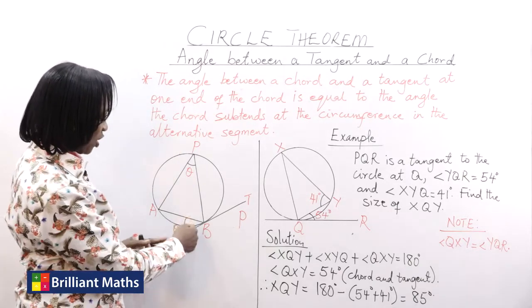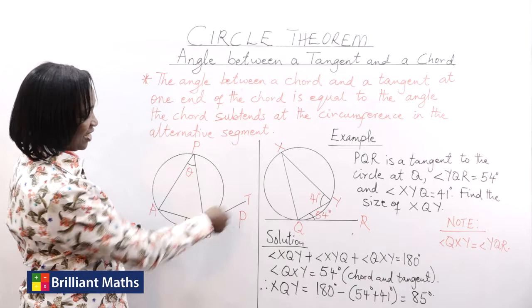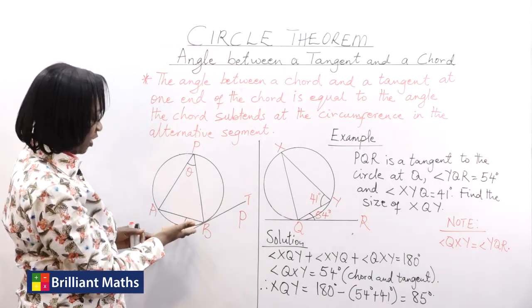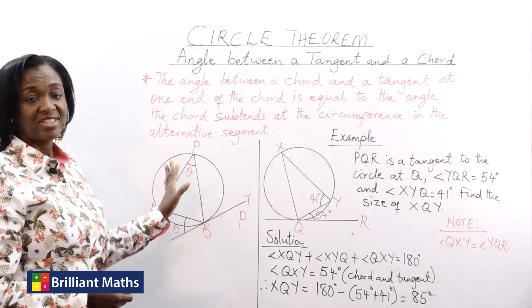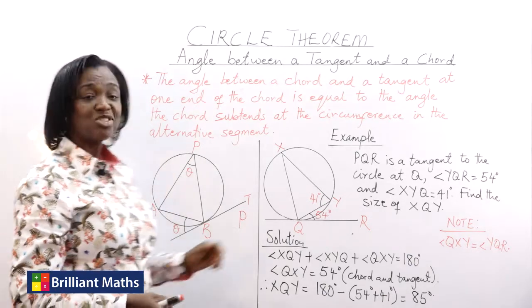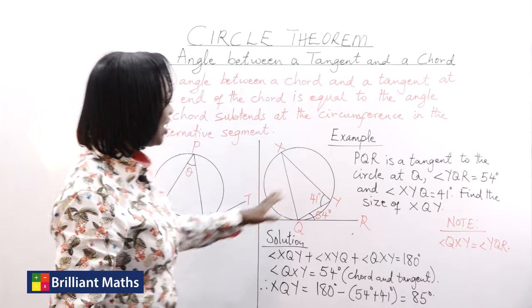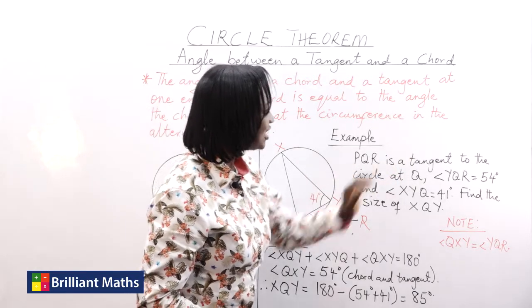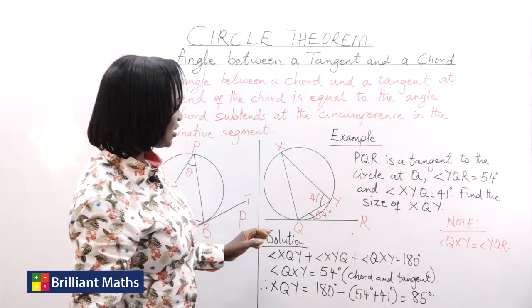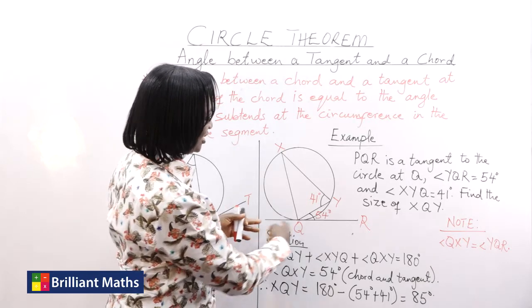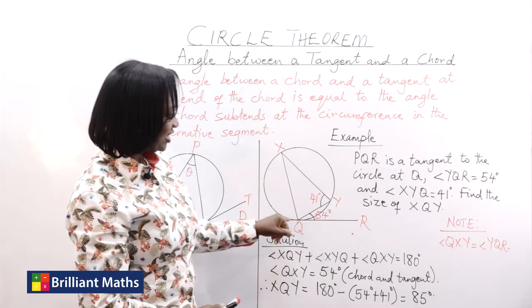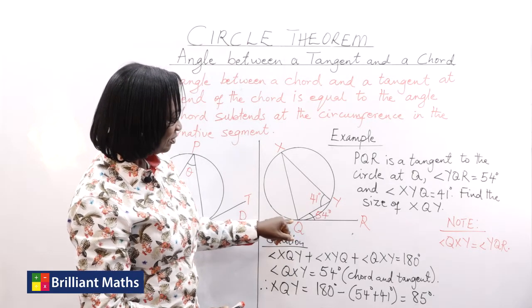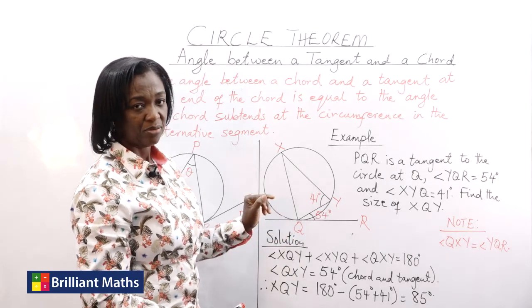That the angle between the chord and the tangent is equal to the angle that the same chord subtends at the alternative segment. Let's look at an interesting example. PQR is a tangent to the circle at Q. So that's the tangent, that's the circle. That means that the tangent touches the circle at Q.